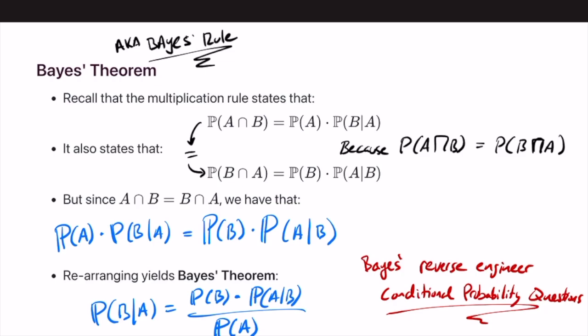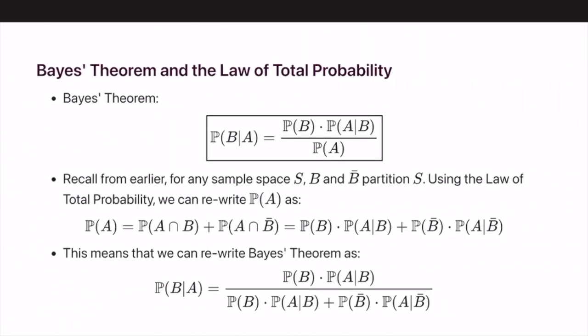So let's look at Bayes' theorem and how it relates to the law of total probability and the idea of sample spaces. Okay, so here is Bayes' rule as the formal definition that you'll see in textbooks and whatnot. This is definitely worth remembering. And let's start by drawing a sample space.